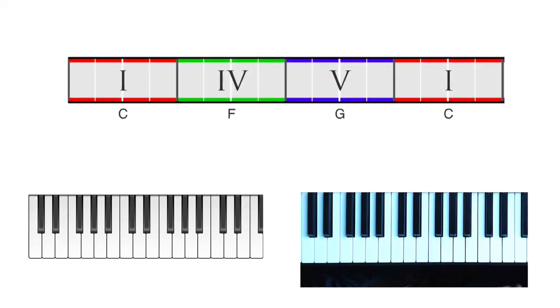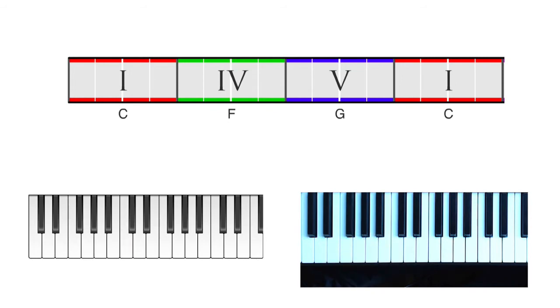Okay, so let's take a look at this chord progression. 1, 4, 5, 1. What should our left hand be playing? Well, since each of these chords is in root position, the left hand needs to be playing the bass note of each of these chords, which is, in the key of C, C, F, G, and C.